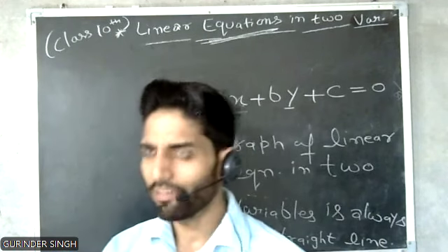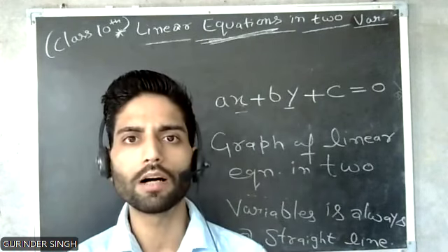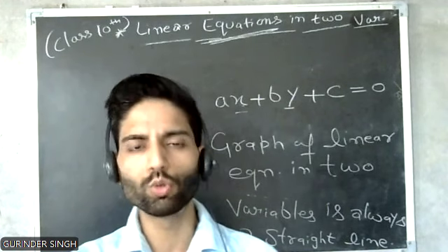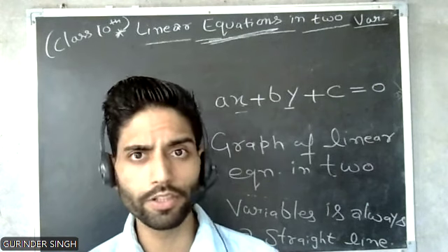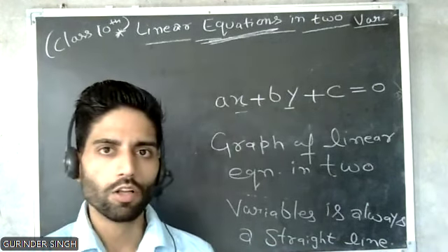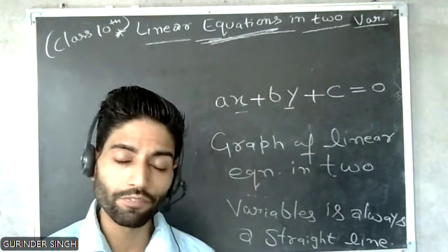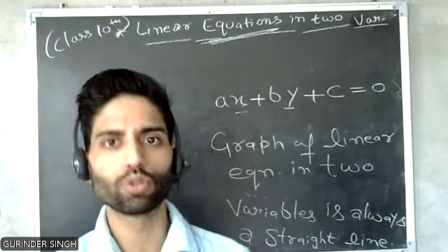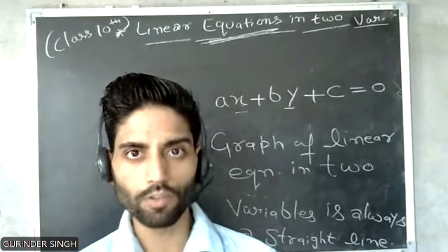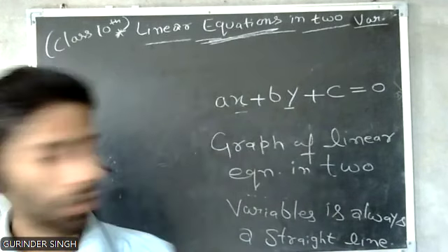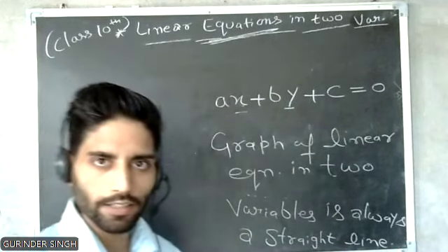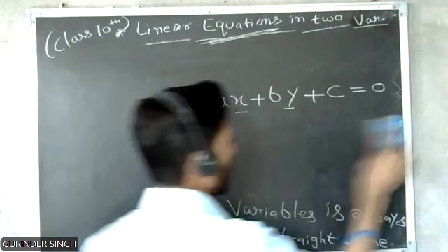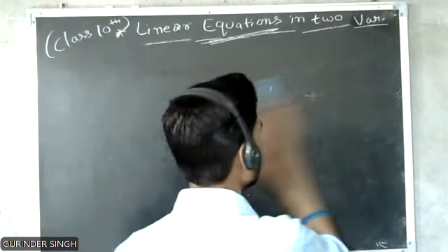Remember that if you want to draw a line in two variables, that line will be in 2D, two dimensions, right? So when you have to draw a line, you always need a minimum of 2 points. But moreover, it's a straight line, it means there are infinite points lying on a straight line, right?